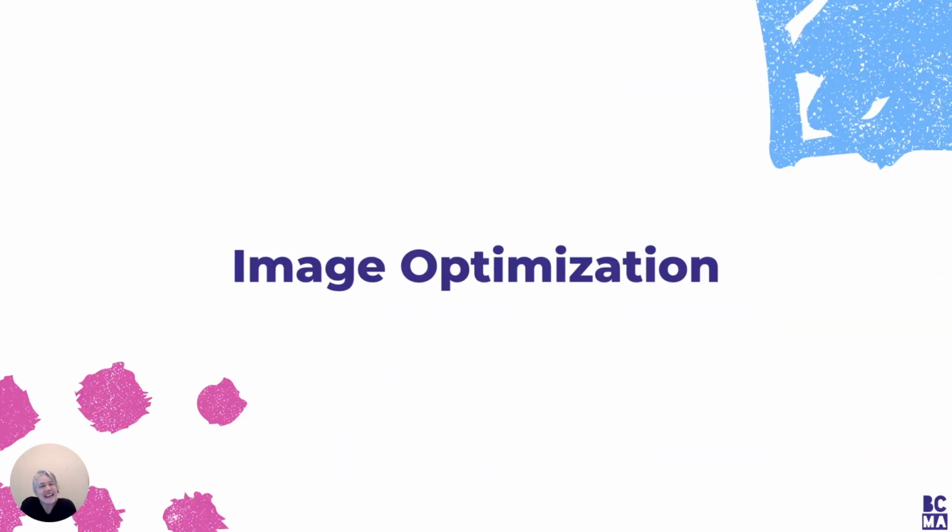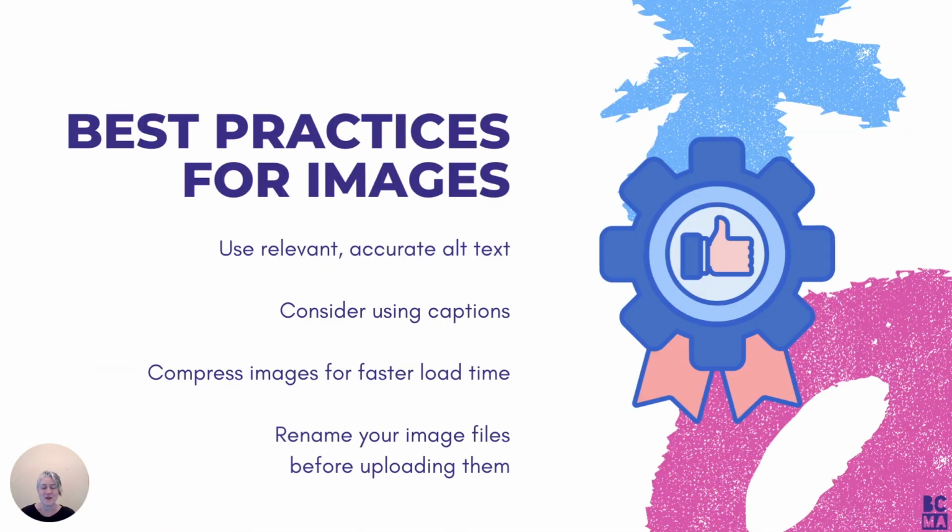Next, let's talk about image optimization. Best practices for images throughout your website. You want to use relevant, accurate alt text. And what alt text is, if you've ever been on a website and you hover your mouse over an image, and sometimes a little extra block of text will pop up next to your mouse, that's the alt text, or alternative text.